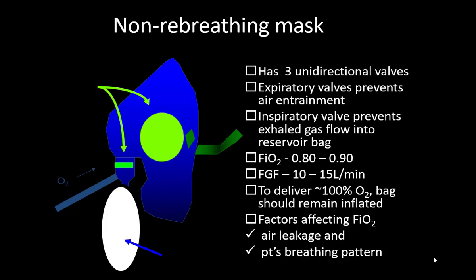Non-rebreathing mask has three unidirectional valves. The expiratory valve prevents air entrainment, and the inspiratory valve prevents exhaled gas flow into the reservoir bag. FiO2 delivered is 80 to 90%, and fresh gas flow required is 10 to 15 liters per minute. To deliver 100% FiO2, the bag should remain inflated. Factors affecting FiO2 are airway leakage, air leakage around the mask, and the patient's breathing pattern.